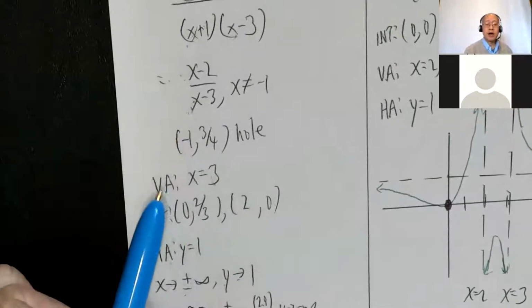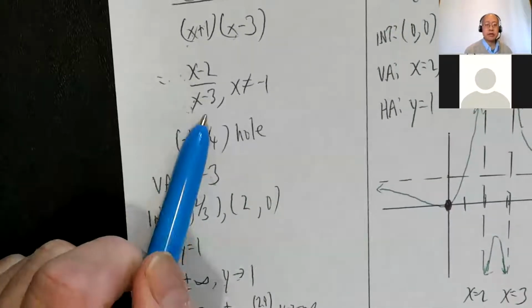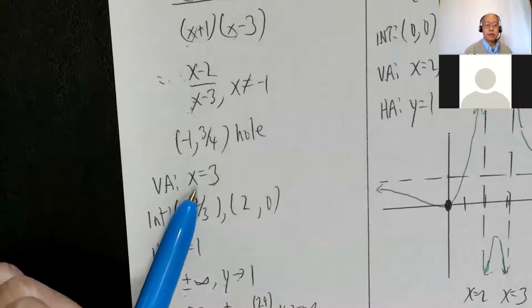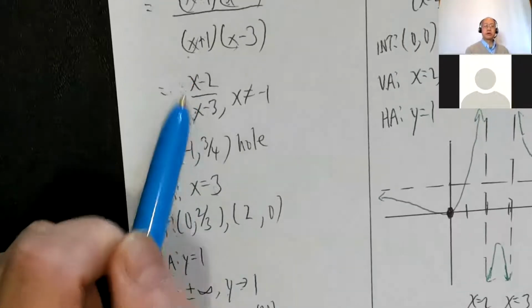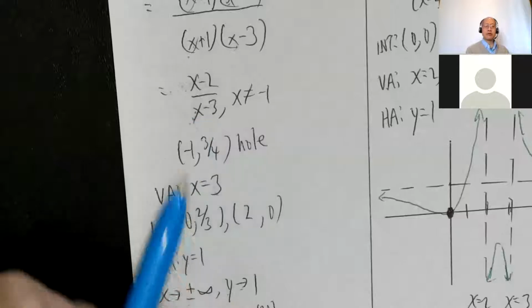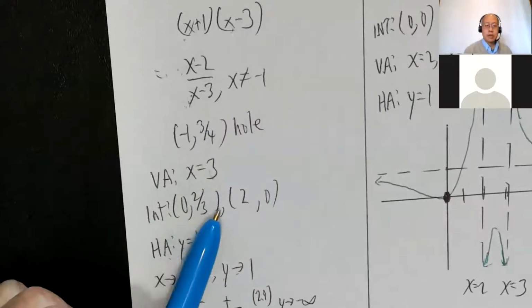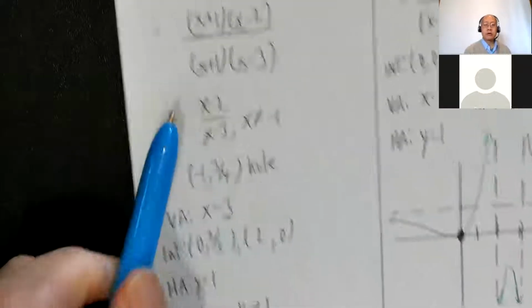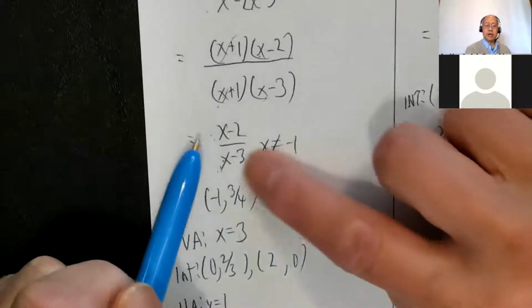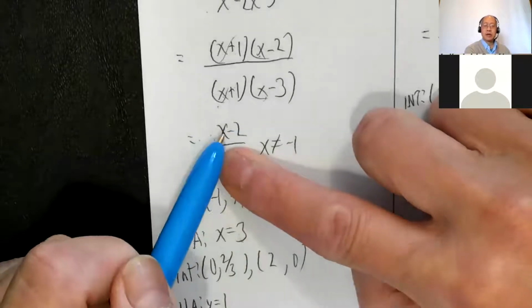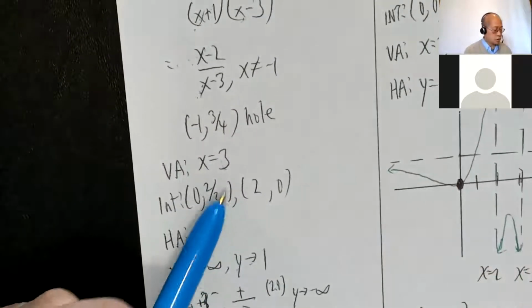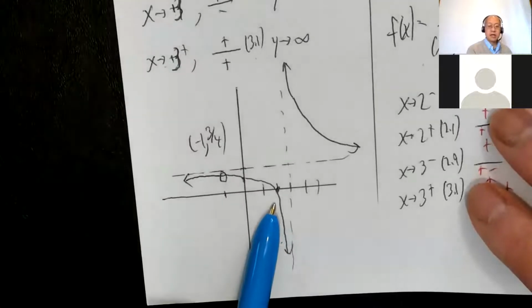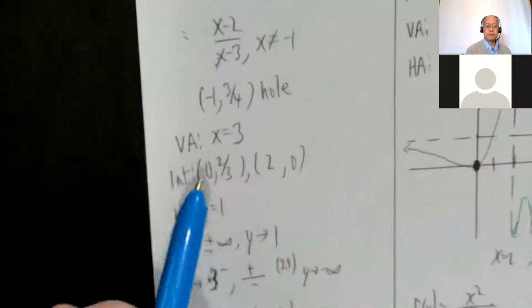So my vertical asymptote is only x equals 3. And then I do my intercepts as usual. If I plug in 0, I get -2 divided by -3, or 2/3. And then y equals 0. Remember, a fraction is 0 when the top is 0. I just look at the top. What makes the top 0? 2. So (0, 2/3) and (2, 0). That gave me this point and this point.